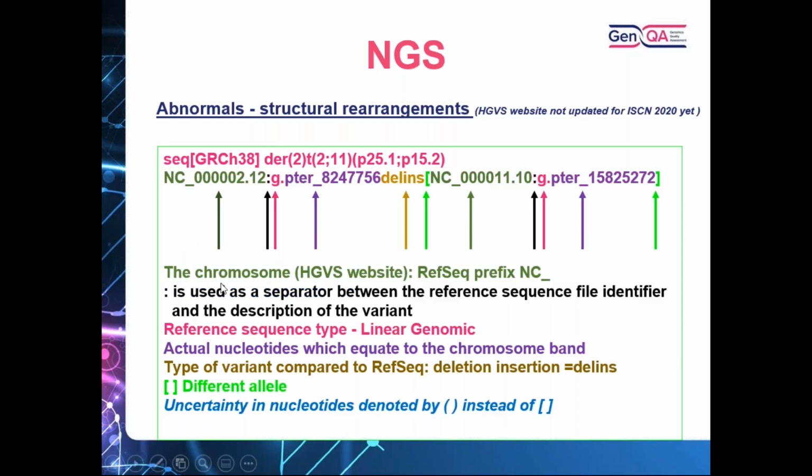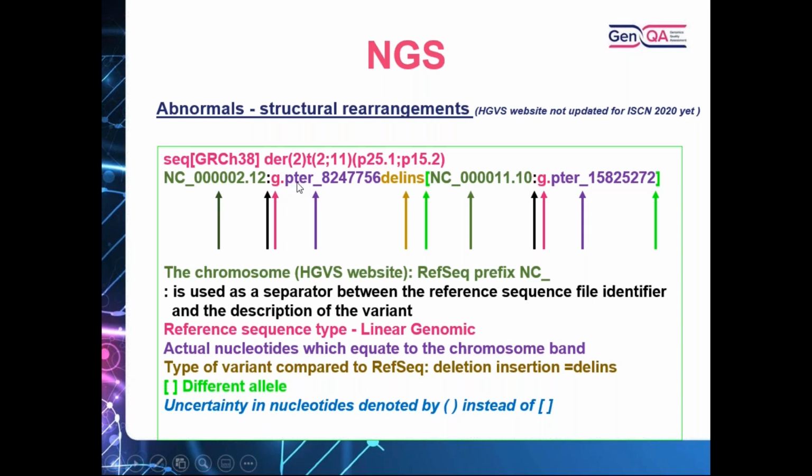So to explain what this nomenclature all means, the chromosomes, I say, have a prefix NC. This is the reference sequence prefix. Get these on the HGVS website. Use this to separate between the reference sequence file identifier, this is the file identifier, and the description of the variant. This is the reference sequence type, and this is linear genomic, so it's G.